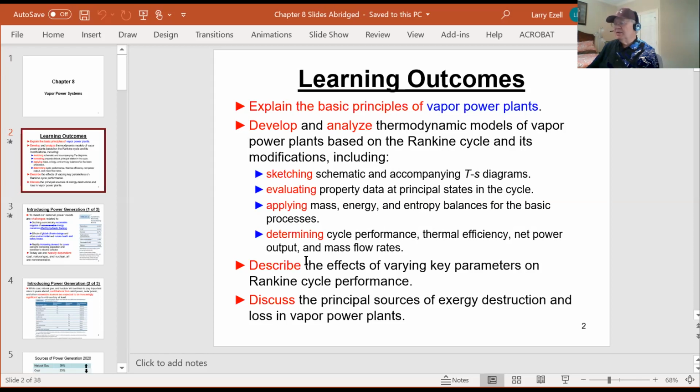We're not going to get into varying key parameters and looking at their effects. And we're not going to get into exergy. We didn't study that chapter. All right, so let's get started.